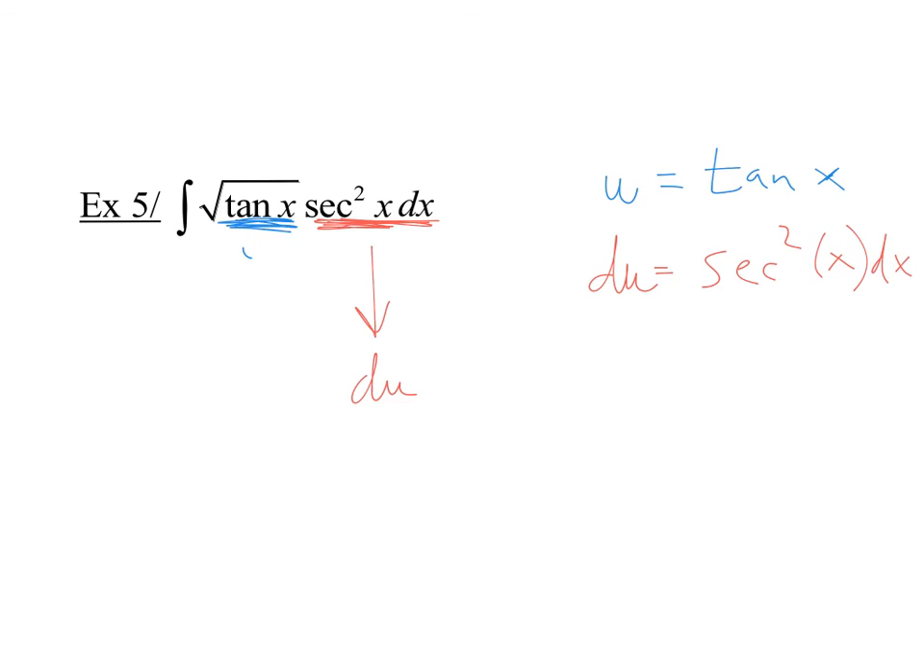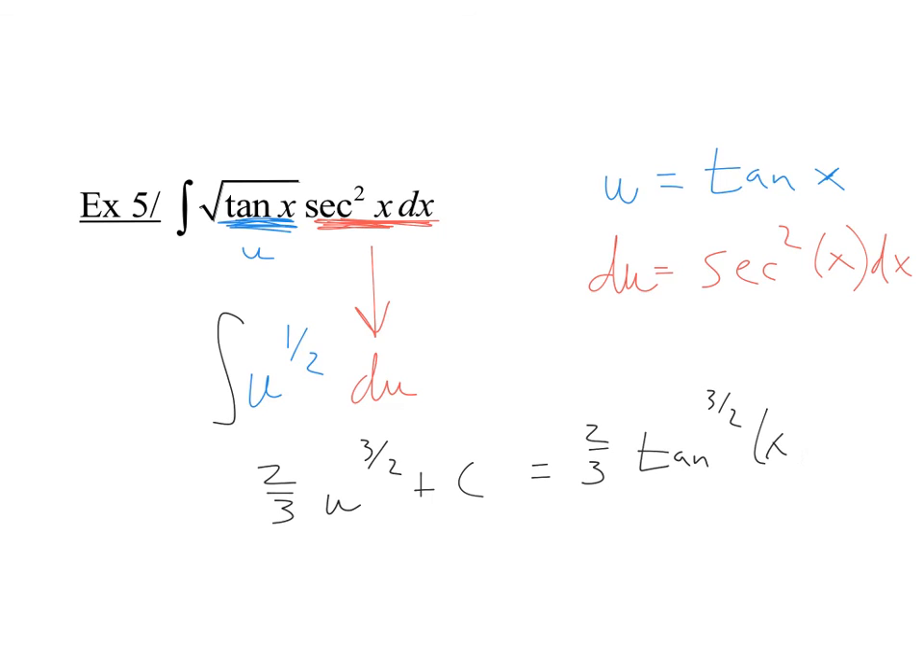The tangent of x, that's u, right? So that becomes u to the 1/2 power because the square root is to the 1/2 power. And so now when I integrate that, that'll be u to the 3/2 over 3/2, or 2/3 u to the 3/2 plus c. And so that'll be 2/3 the tangent to the 3/2 power of x plus c.